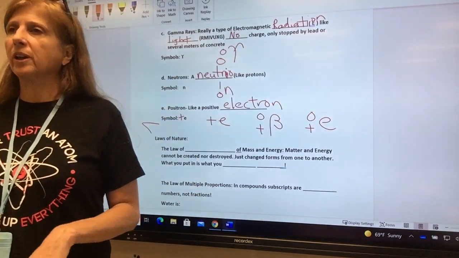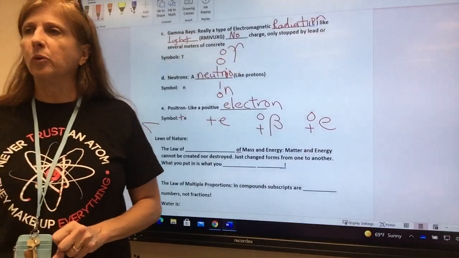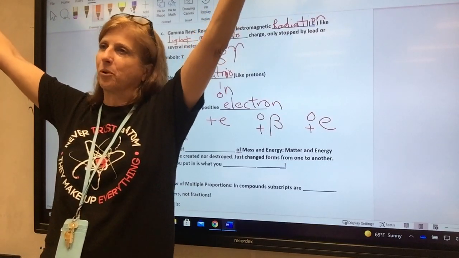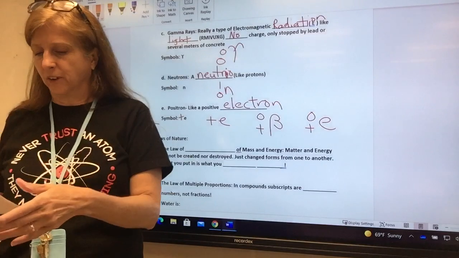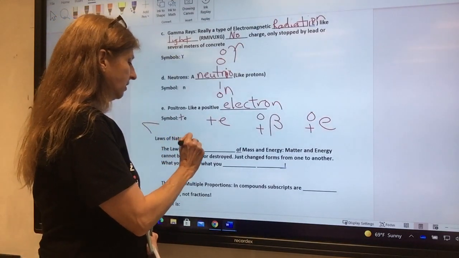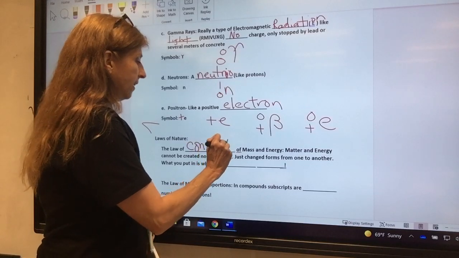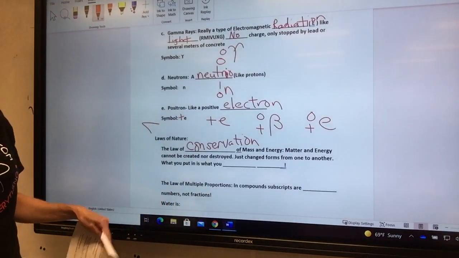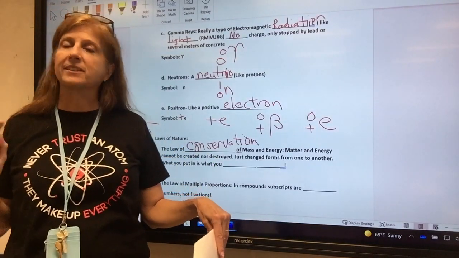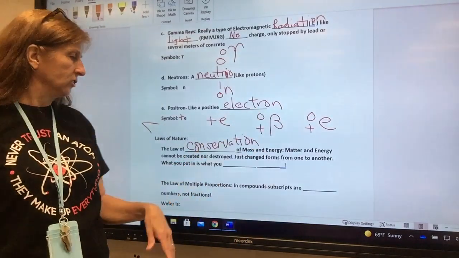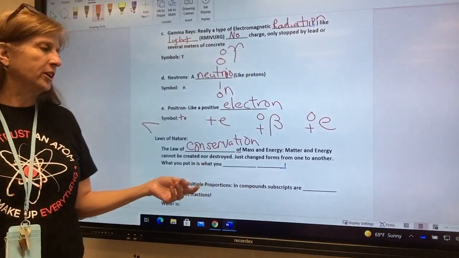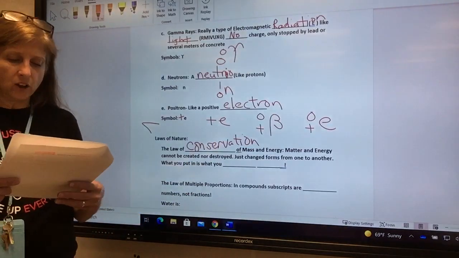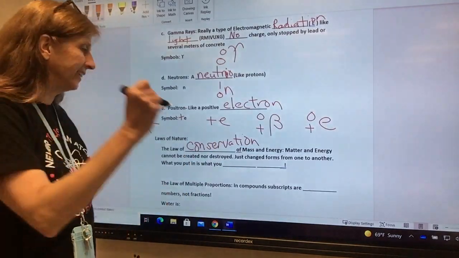Okay, so what we're going to be doing is balancing equations, and when we do anything in science, we have to follow the laws of nature. This should be said very importantly, right? So, laws of nature. The first one is the law of conservation. This is not recycling your Diet Coke cans, okay? The law of conservation is the law of conservation of mass and energy, and it's that matter and energy cannot be created or destroyed. Sometimes you hear it said, can neither be created or destroyed, just change forms from one to another. What you put in is what you get out.